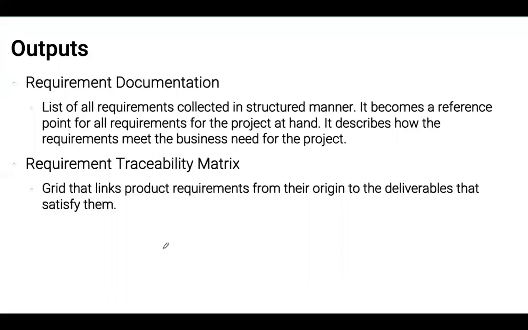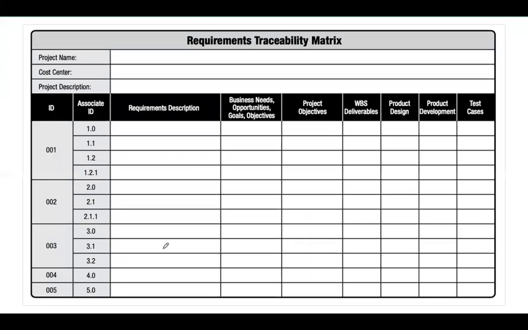And then the traceability matrix links the requirements from their origin to the deliverables that satisfy them. So we know where the requirement is from, what the requirement is, and then the product deliverable that will satisfy that requirement. And if you decide that the requirement isn't going to be satisfied, then we might just mention this here as well.